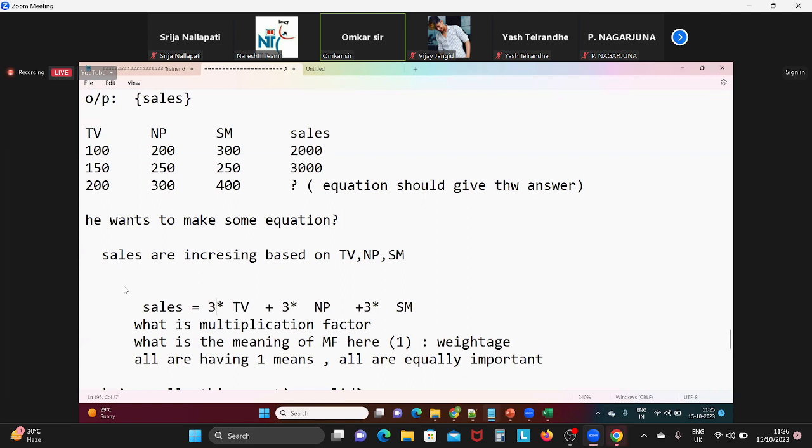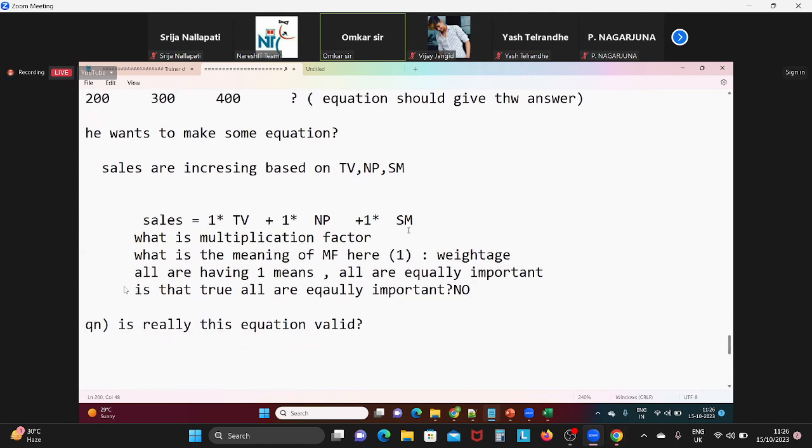Is that true? All are equally important always? Tell me. The next question is, is that true? All are equally important? I need more answers. Tell me, is that true? No, definitely no. So that's why you are saying the equation is not valid.